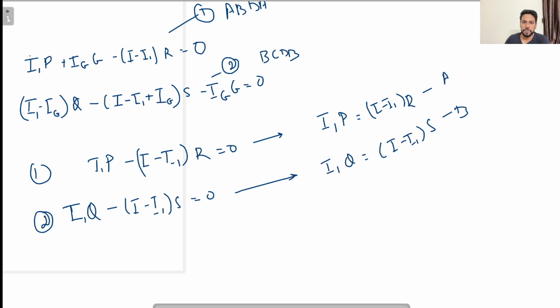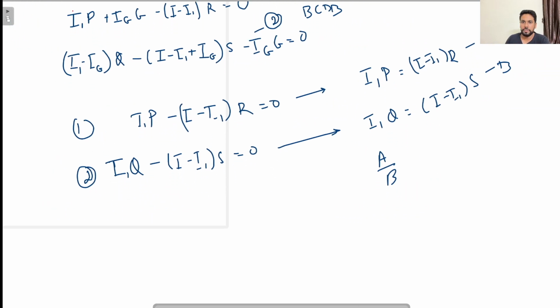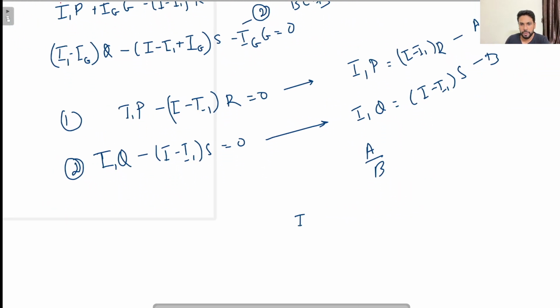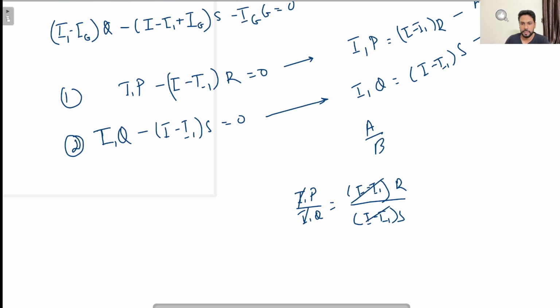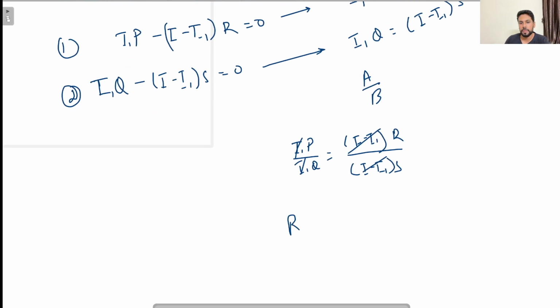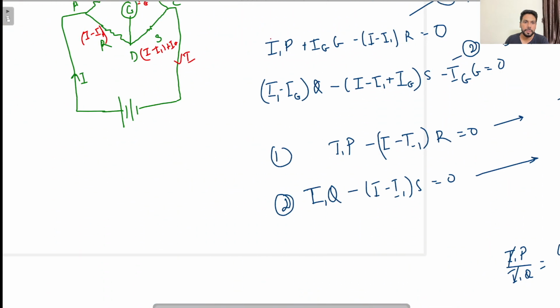Okay, now what I'm going to do here is A divided by B. Now when you divide A by B, it's going to be I1 into P divided by I1 into Q equal to I minus I1 into R divided by I minus I1 into S. I1 gets cancelled, I minus I1 gets cancelled. You have P by Q equal to R by S. P by Q equal R by S.